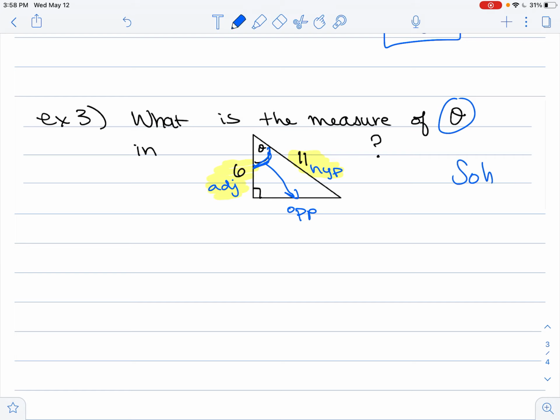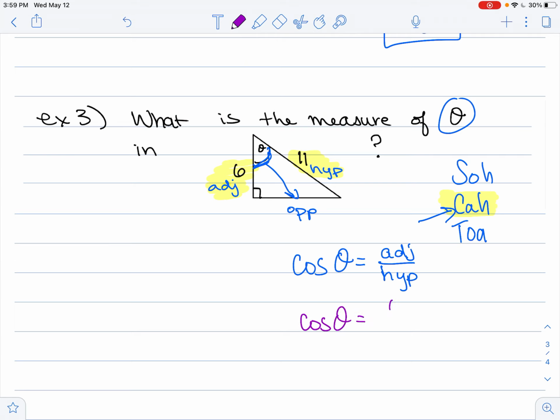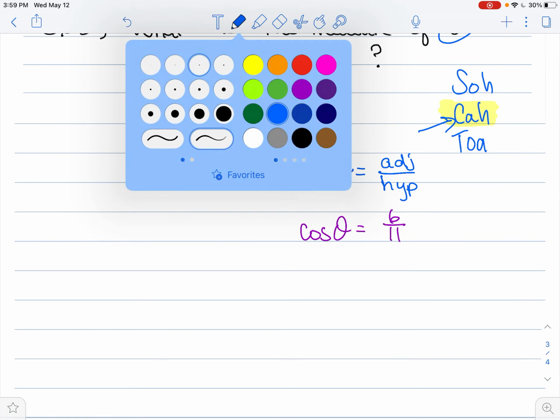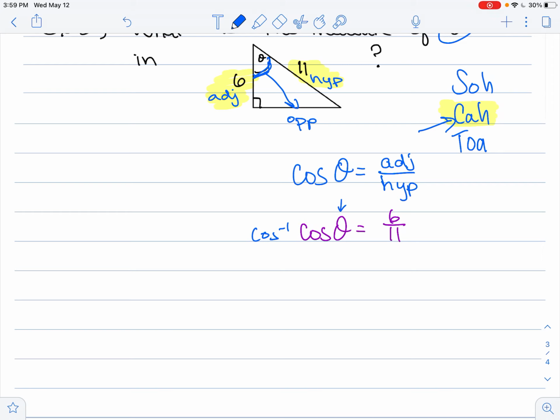So if I look at SOH CAH TOA, I know hypotenuse and adjacent are both in the CAH. That tells me that the cosine of theta equals the adjacent over hypotenuse side, right? We know how to set up that equation. So we're going to say the cosine of the theta that we're looking for is adjacent, which is 6, over hypotenuse, which is 11. So now that I know I want to solve for theta, I'm going to take the inverse cosine of both sides. That will cancel this out. We get theta equals the inverse cosine of 6 over 11.